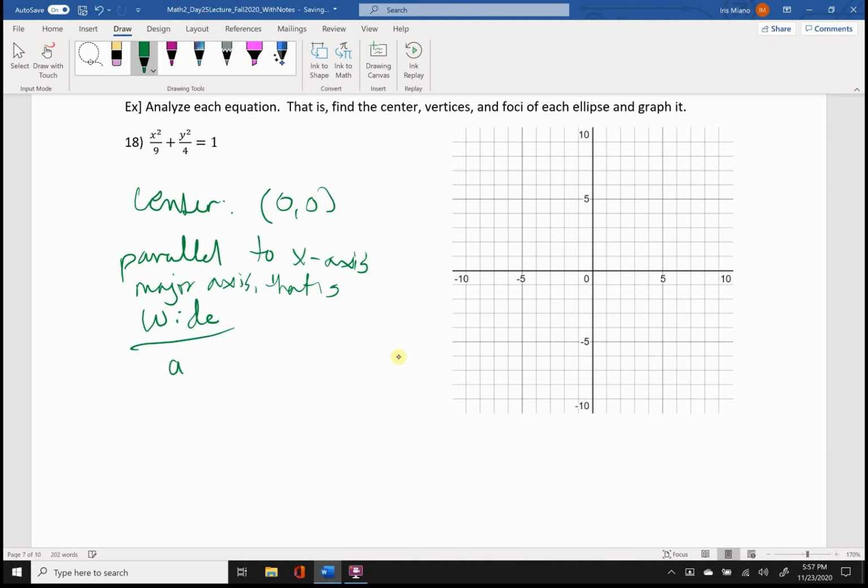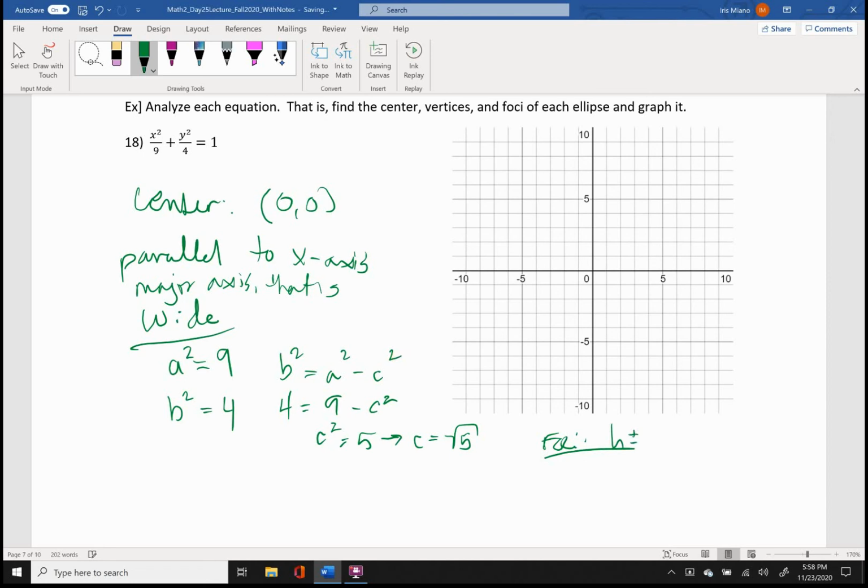Furthermore, we get to say that a squared equals 9 and b squared equals 4. So what, therefore, is the value of the foci? Well, we can use these values to calculate the foci by saying b squared equals a squared minus c squared. So we'll have a 4 here, 9 there, c squared. That means c squared has to equal 5, and therefore c has to equal root 5. So the foci are h plus or minus c, comma k, which for this case, because h and k are both 0, we will have plus or minus root 5, comma 0. So root 5, 0, and negative root 5, 0.